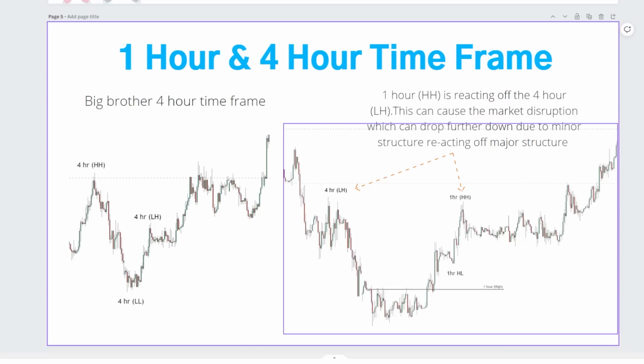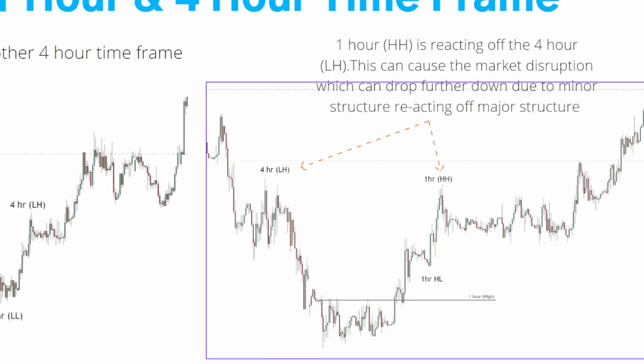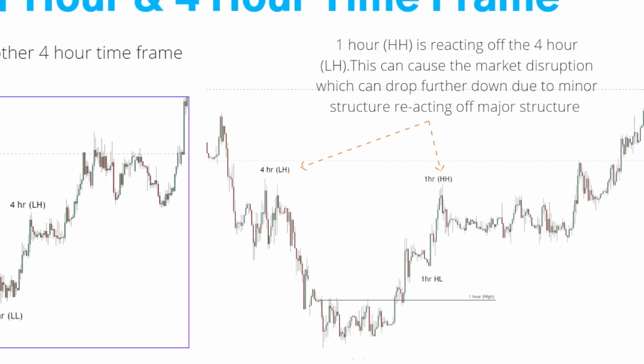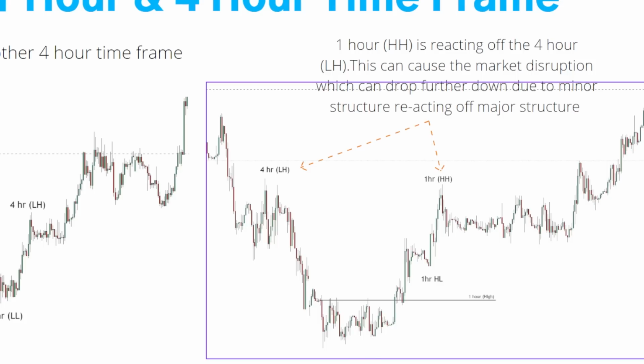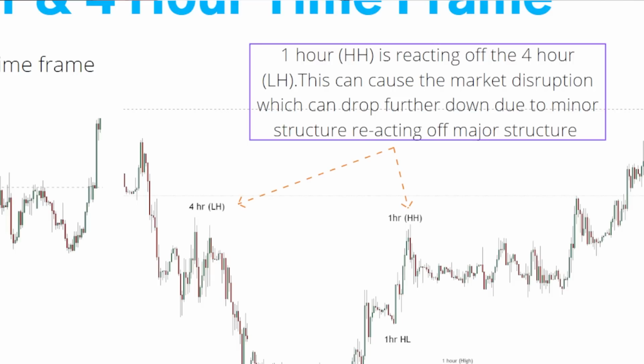Now, if we pay close attention to this concept, you guys can see how on the 1 hour, we had a 1 hour high that we couldn't really see so much on the 4 hour. But on the 1 hour, we noticed that it broke out of the 1 hour high, which means that now we can be heading up, which only applies in minor structure. Just because it broke minor structure don't essentially mean that it's going to be a full uptrend. We still got to apply the 4 hour move, which is here. So this is why I stated here, 1 hour higher high reacts off the 4 hour lower high. This can cause market disruption, which can further drop due to minor structure reacting off a major structure.